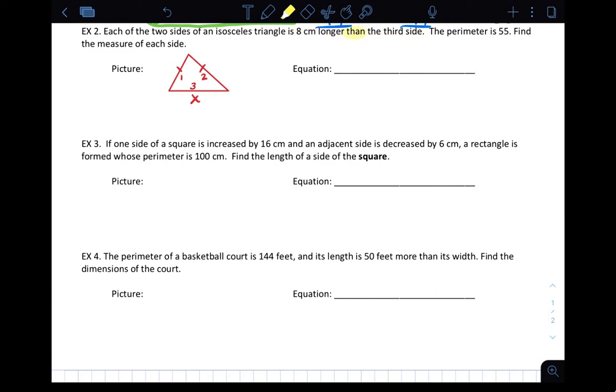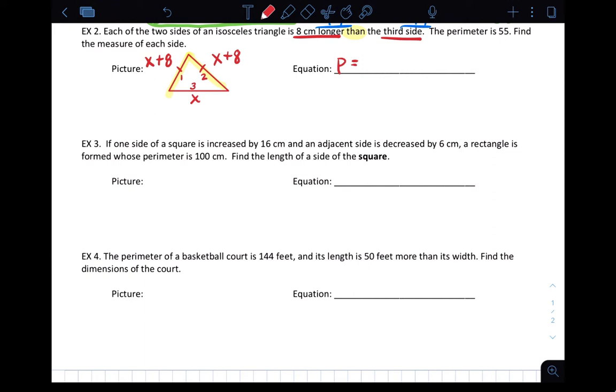Well, this word than means that whenever I start to write my equation, let's go to this first side. I'll put the third side first, which is x, and then I'm going to do 8 centimeters longer than that. So I'm going to add 8 to that. Because this first side is the same length as the second side, I can actually put x plus 8 as my other side.